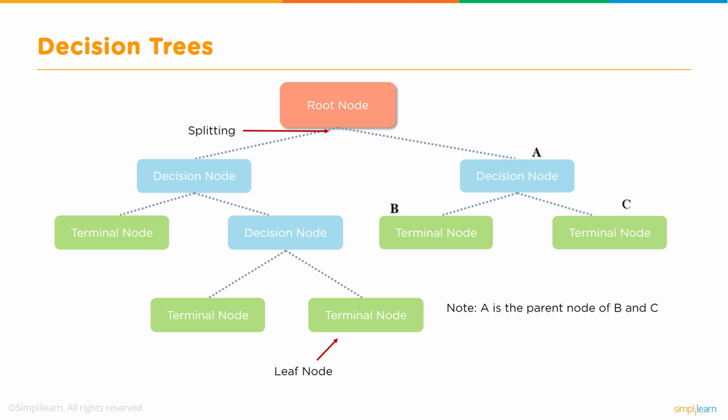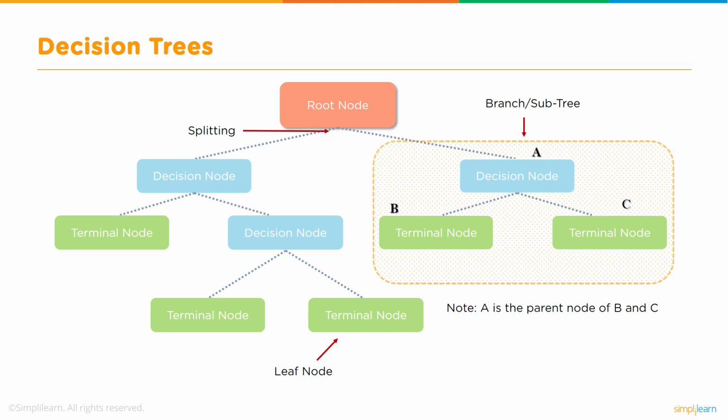Note, A is the parent node of B and C. Also note we call the terminal nodes leaf nodes. You can also see that we have a branch or a subtree. So when you have a split, everything under that split, under one side, is called a subtree.